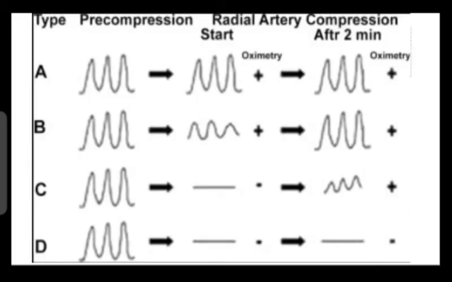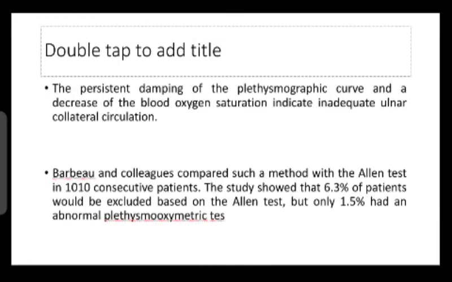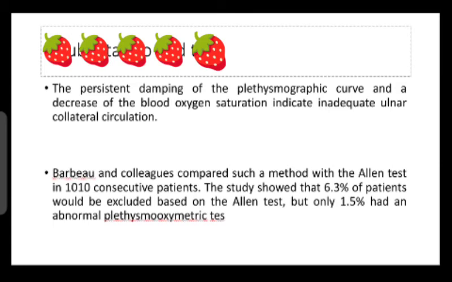So here is type A response, the type B response is shown, type C and type D responses of radial artery compression, the start in the A and after 2 minutes in the A and similarly in the B, C and D. The persistent damping of plethysmographic curve and a decrease of the blood oxygen saturation indicate inadequate ulnar collateral circulation.